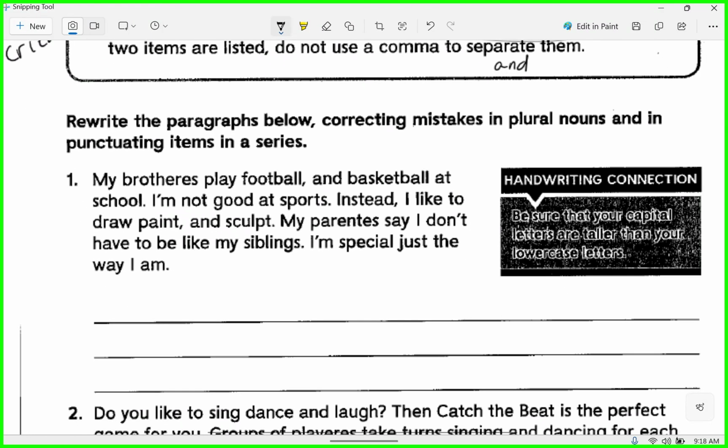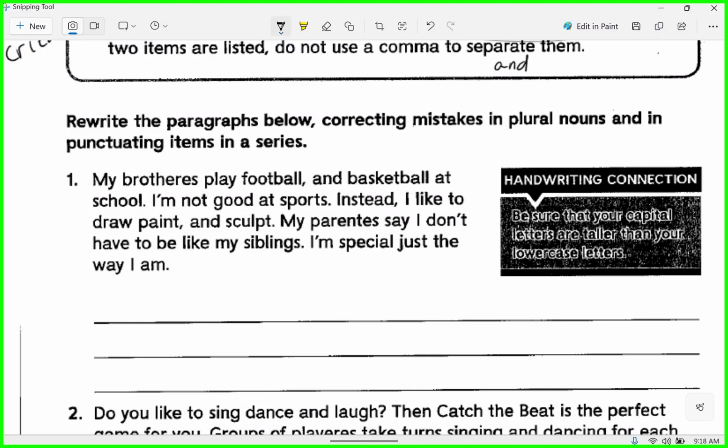So do we see any corrections? Let's see. My brothers play football and basketball at school. I'm not good at sports. Instead, I like to draw, paint, and sculpt. My parents say I don't have to be like my siblings. I'm special just the way I am.